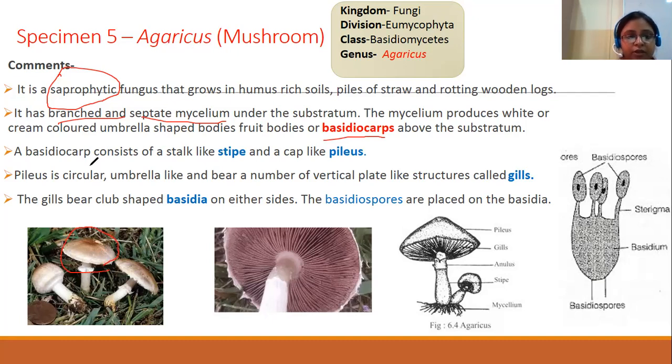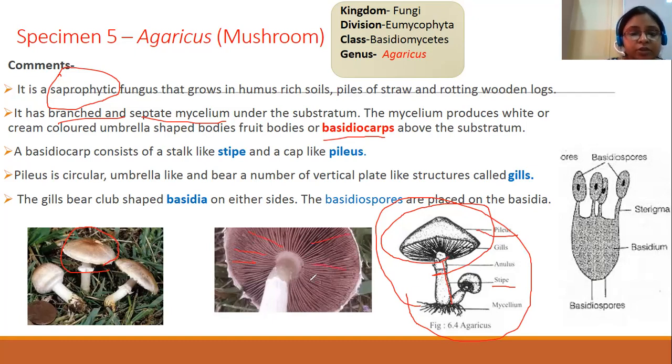Then this basidiocarp consists of a stalk, which we call a stipe, and it also consists of a cap, which we call a pileus. This pileus is circular, dome-shaped, umbrella-shaped in structure, and it bears numerous vertical plate-like structures. These are all the gills, but these gills are different from the gills found in fishes.